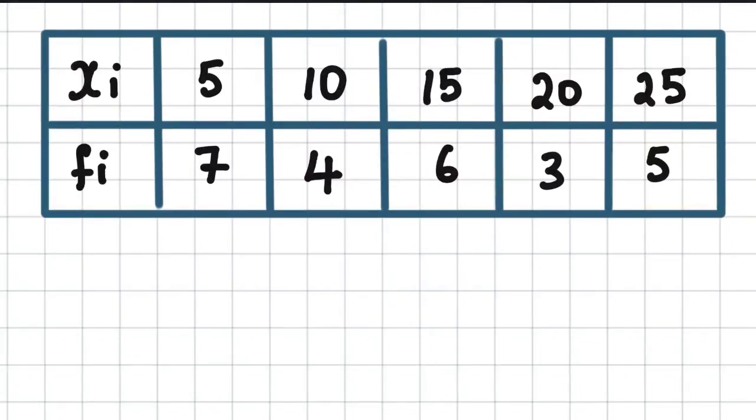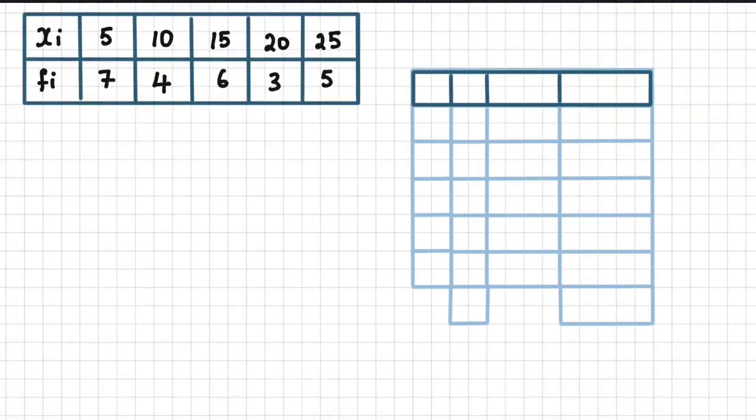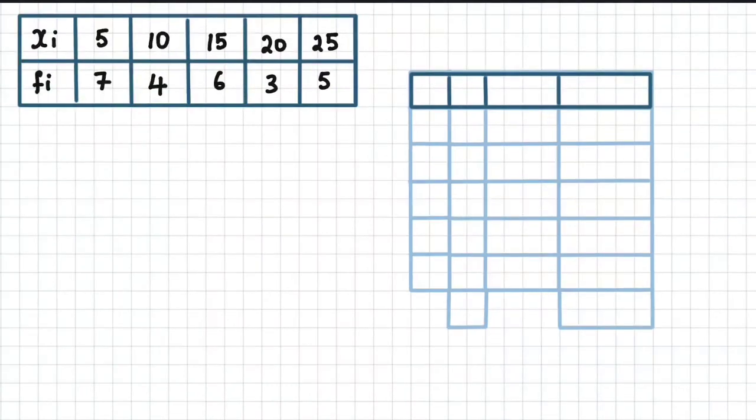The first step is to draw 4 columns. So I have drawn 4 columns. What you have to fill in those columns is: in the first column, xi; then fi; then modulus xi minus x bar; and the fourth column is fi into modulus xi minus x bar.